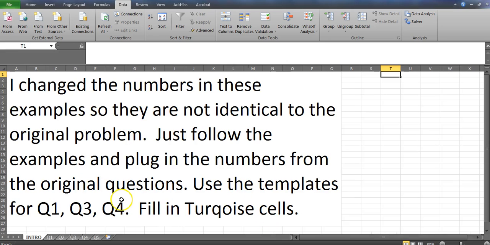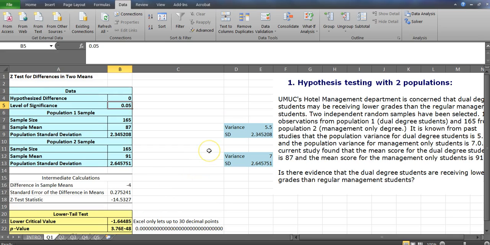So, with that said, for question 1, this is about hypothesis testing of two populations. You'll need to state your null and alternative hypotheses, and you'll need to know this is a z-test for the differences in two means, and I give that to you here. What you need to do is plug in the numbers here for the hypothesized difference and the level of significance, which is given in the problem. You need to know the population standard deviation, and the problem is giving you the variance, so you should know that the standard deviation is the square root of the variance.